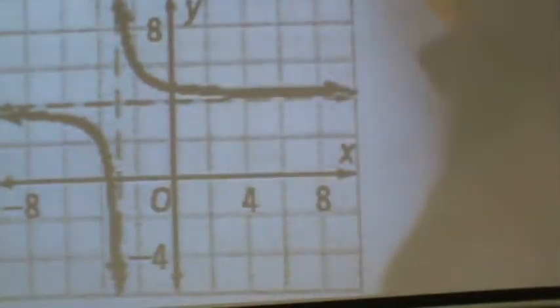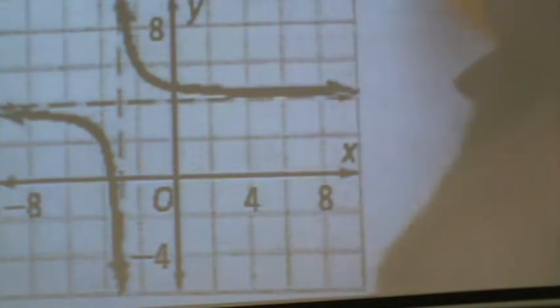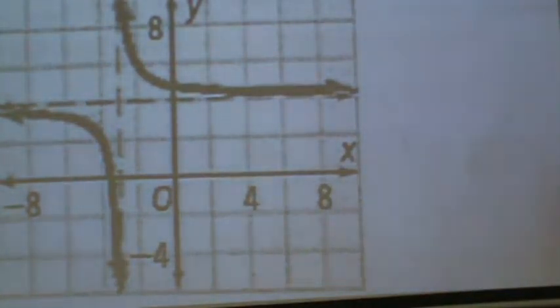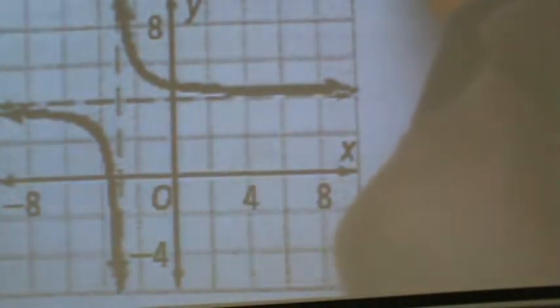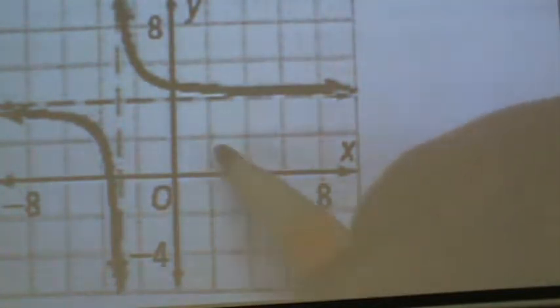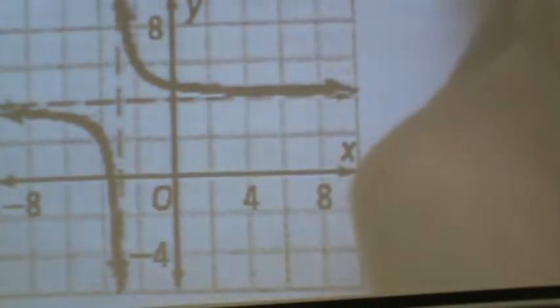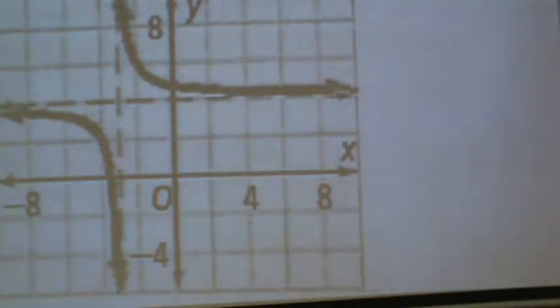So where do I fit that into my equation? How does that vertical asymptote fit? Does it affect this down here or here? x plus 3. Good job, x plus 3. And this is shifted how many units up? 4. So plus 4. So what answer is that one? A is the correct answer.